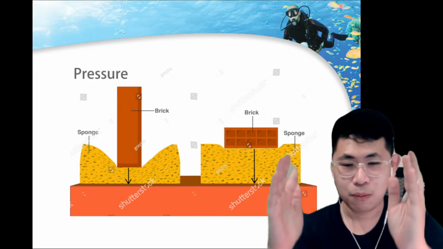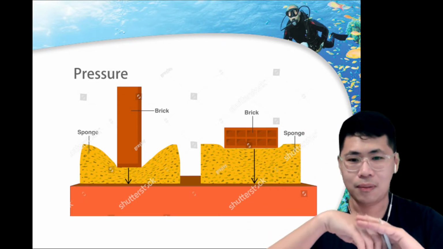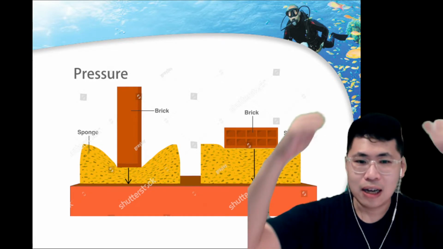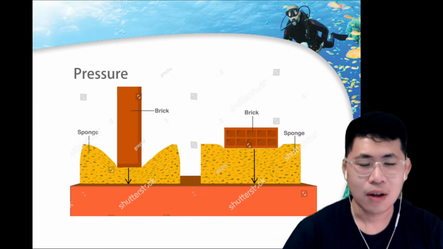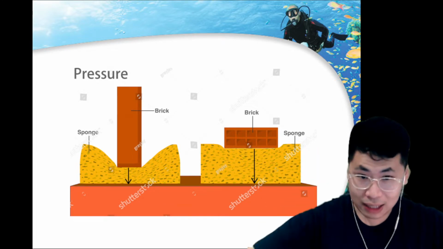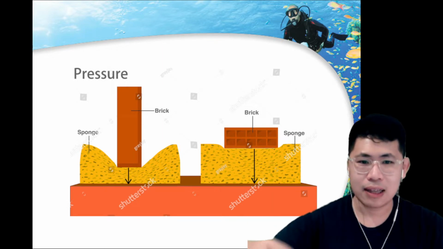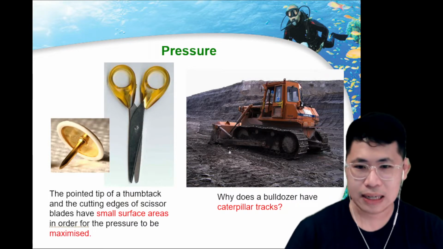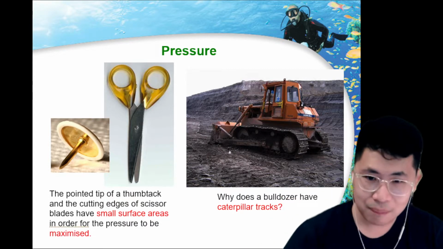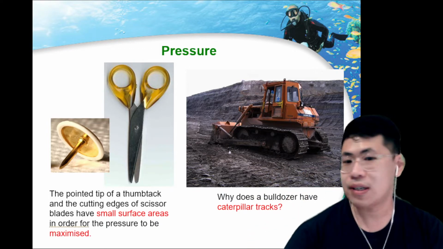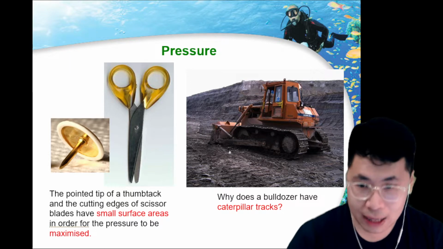For the brick on the left, the area is a small area. That's why you have a higher pressure and it pushes down more. If you were to put it horizontally, the brick has a wider area, and because of that there's lower pressure, and it doesn't push down as much. Some applications of pressure are the pointed tip of a thumbtack and the cutting edges of scissors. Because they have small surface areas, the pressure is high.